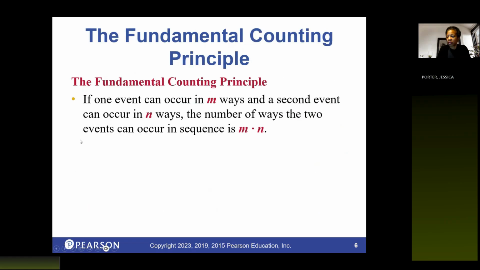Okay. We might get through this fairly quickly because a lot of it is stuff that you probably already know, but you didn't associate it with statistics. So we've got the fundamental counting principle. If one event can occur in M ways and another event can occur in N ways, then the events can occur in sequence M times N. And that can go for any number of events.